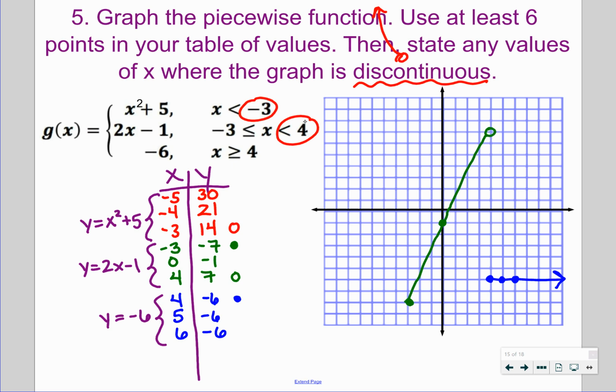Because none of these pieces actually are on top of each other. If one piece started where the next one ended, we would say it's continuous. But at -3, it jumps to another piece, it skips values, and at 4, it skips values. So I am discontinuous at -3 and at 4. Those are 2 places where the graph has breaks, where I have to pick up my pencil to be able to trace it from left to right. And again, if the pieces touch, it's continuous at that point.